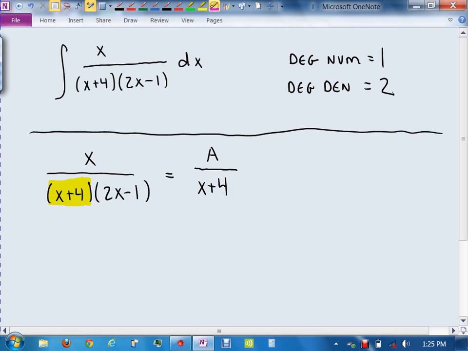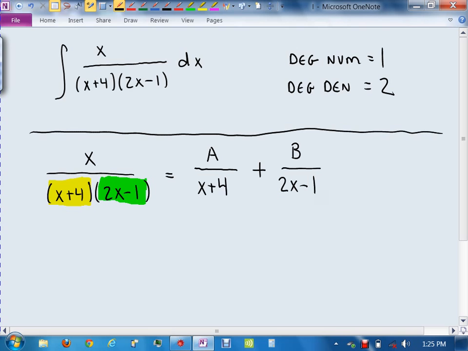Now I have another linear factor, don't I? 2x minus 1. So I need to do a number over that linear factor. And I add it over here. So it's plus. Now I can't use a because I already used a, right? So I'm going to use capital B over 2x minus 1.